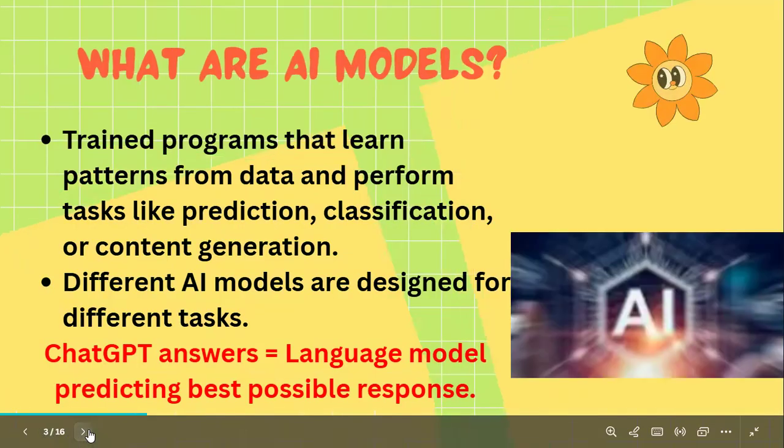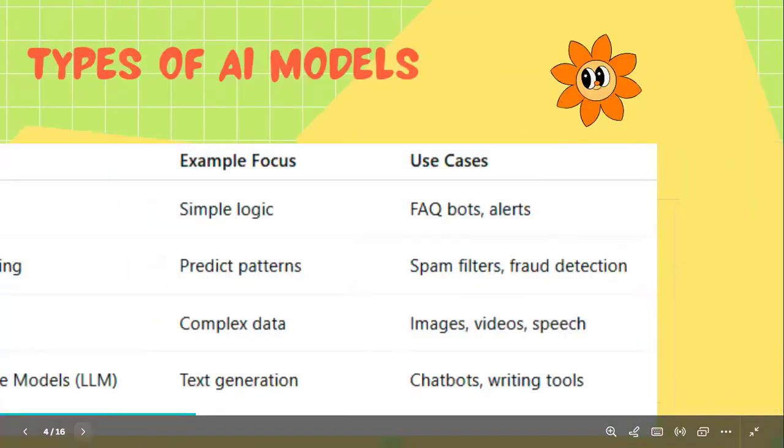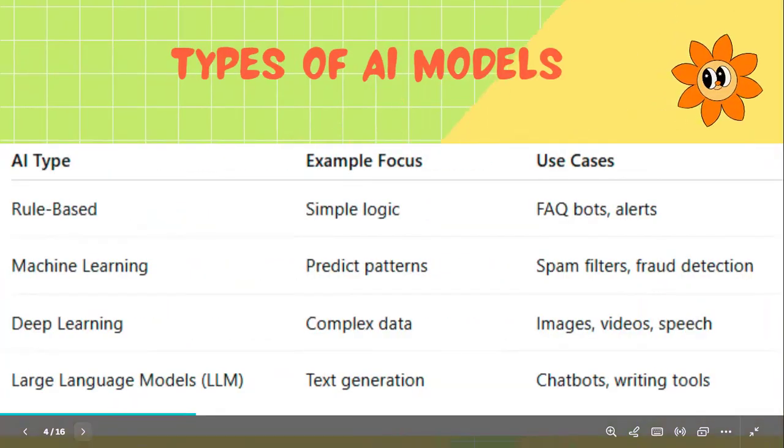So now let's understand what the types of AI models are. There are basically 4 types of AI model. First is the rule-based AI model. Second is the machine learning AI model. Third is the deep learning AI model. And the last one, which is very popular nowadays, is LLM, the large language models. So we will explore each one.